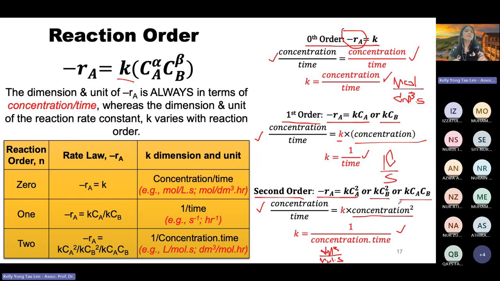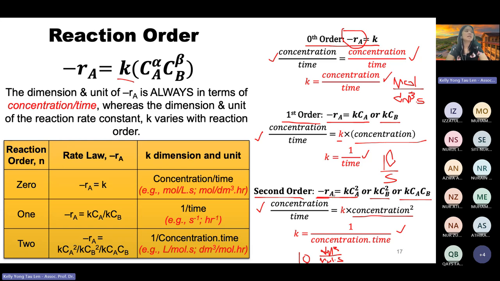Same example, let's say dia adalah 1A with 1B. And they say the value of K is 10 dm cubed per second. So you know this is a second order reaction, confirm. Tapi you still do not know the reaction order with respect to the reactant. Sebab second order tu boleh menjadi second order with respect to A.